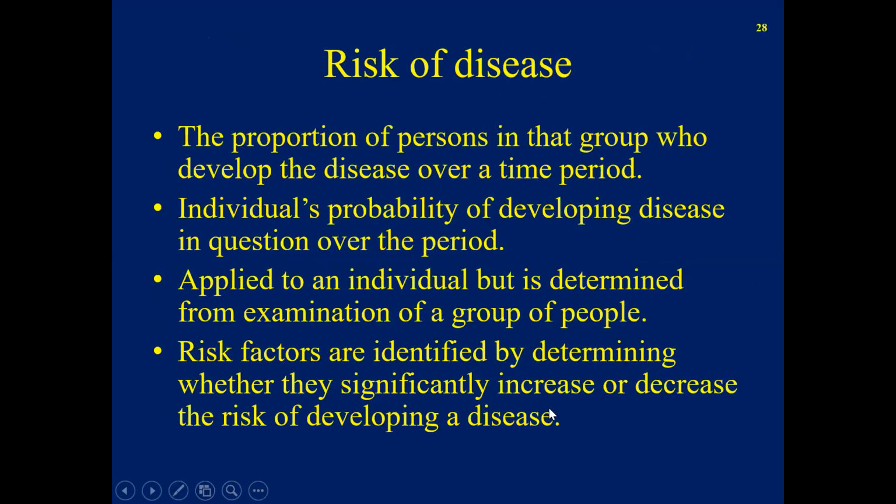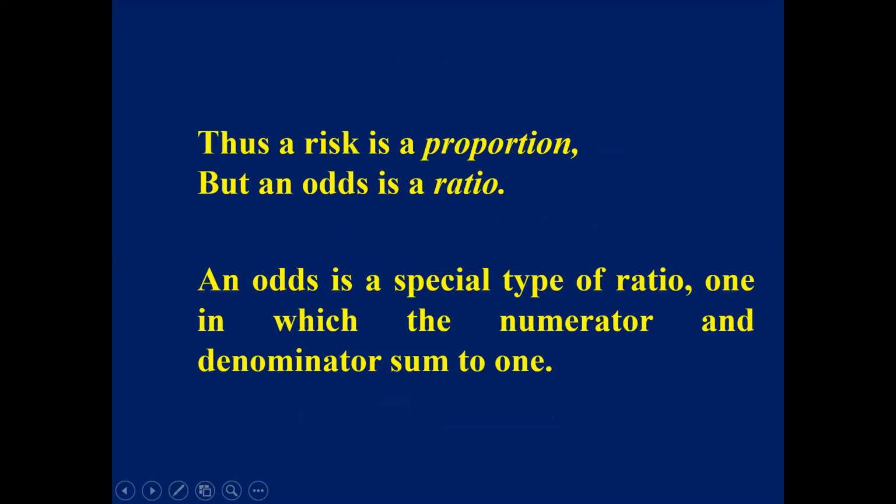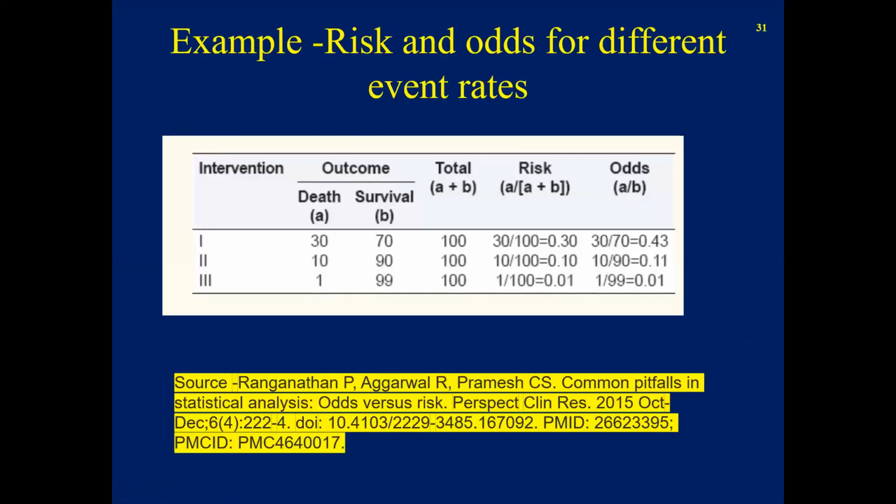So let's look at the example here. I'll just take you to the example directly. You can see this example here. There are three interventions, that is 1, 2, and 3. And this is the outcome, death and survival. That is, in the first intervention group, how many deaths and how many survived. In the second intervention group, how many deaths, how many survived. And in the third, same way, how many deaths, how many survived.